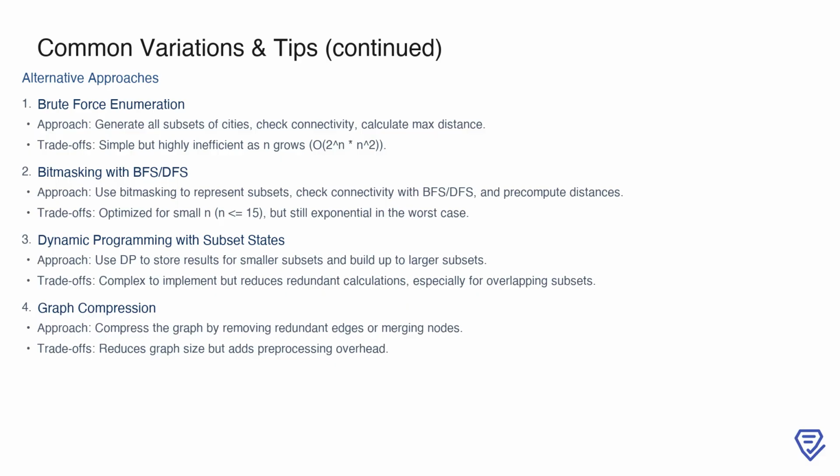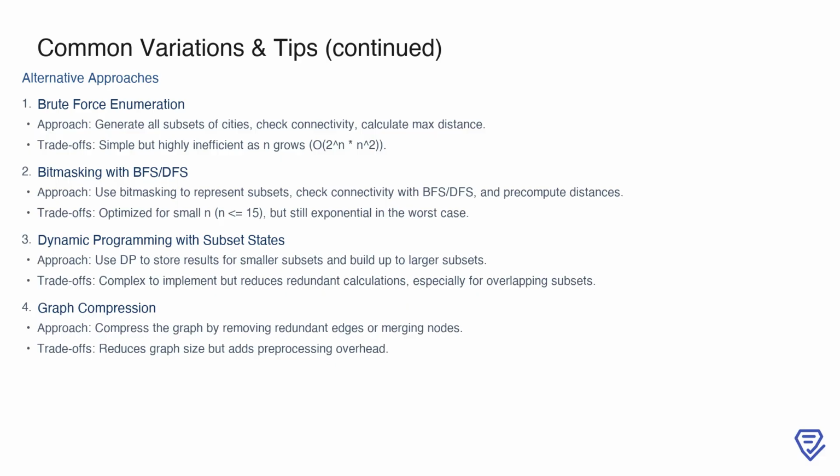There are several approaches you can consider for solving this problem, each with its pros and cons. A brute force enumeration method involves generating all subsets of cities, checking connectivity, and calculating the maximum distance. While simple, this approach becomes highly inefficient as the number of cities increases, with a time complexity of 2 to the power of n * n squared.